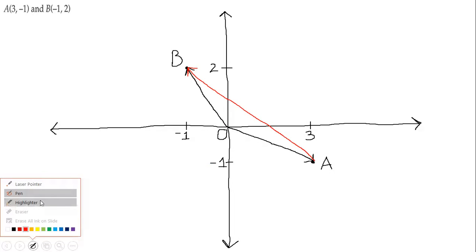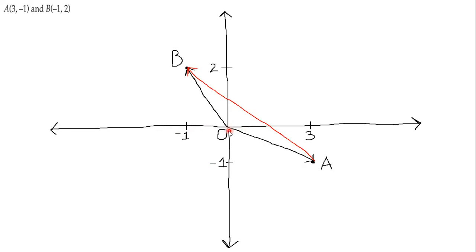Notice that we have the vector OA, which starts at the origin and goes to the point A. And we have the vector OB, which starts at O, the origin, and goes to B. And the vector in red is a vector that goes from A directly to B. That particular vector is the vector AB, the one in red. And so they're saying, we want you to write the vector AB as a column vector.